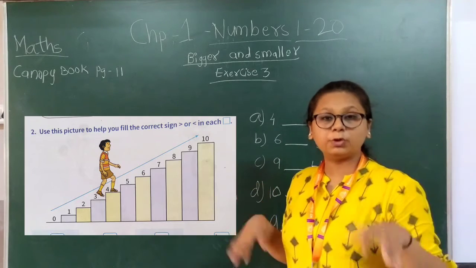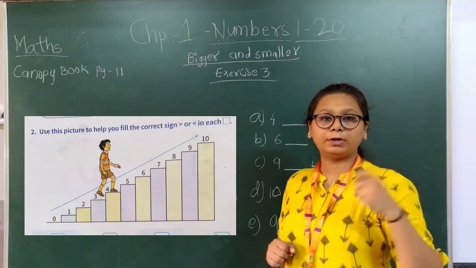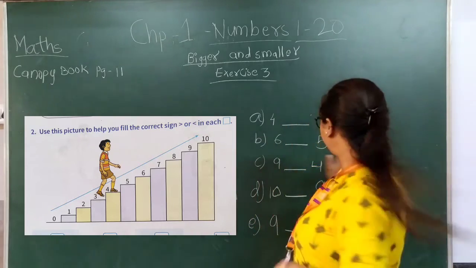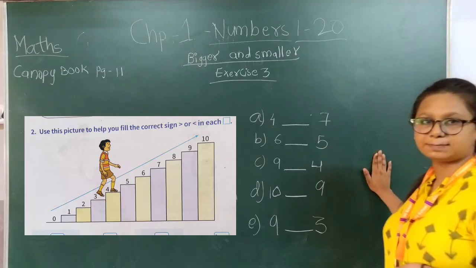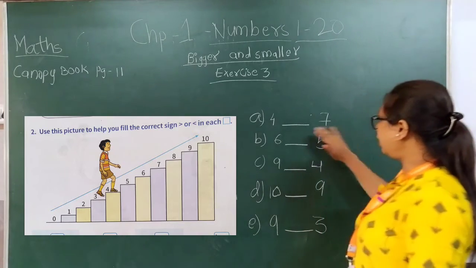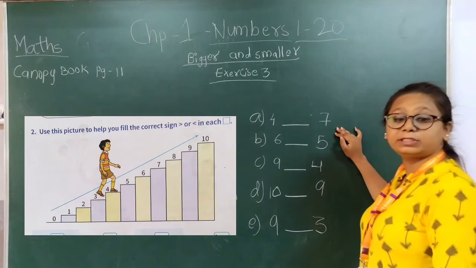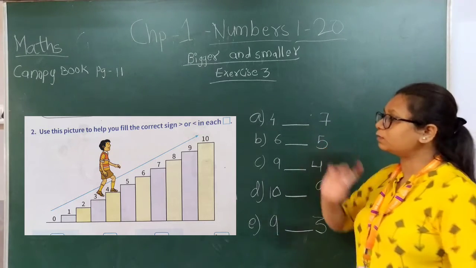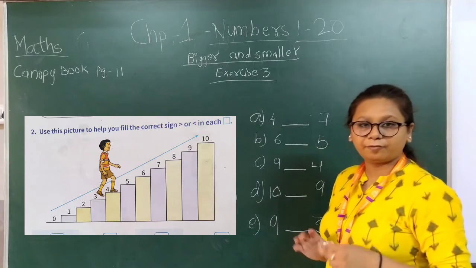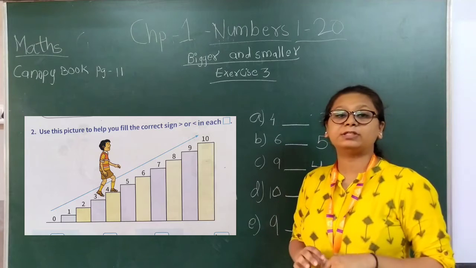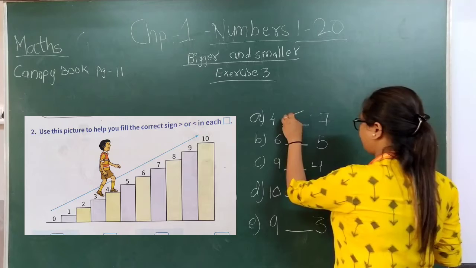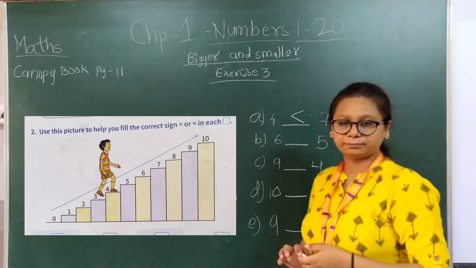So we are going to use that picture and fill the signs of bigger and smaller in each of these blanks. Now we will start with the first one, 4 and 7. Which is the bigger number over here? You can use the picture and tell me. In 4 and in 7, which is the bigger number? 7. Very good. So the mouth will open towards 7.